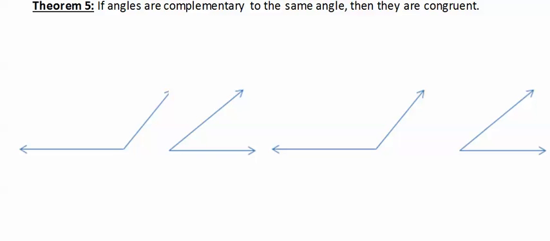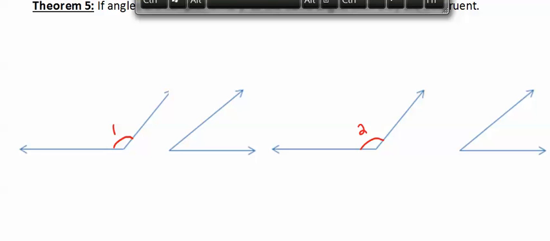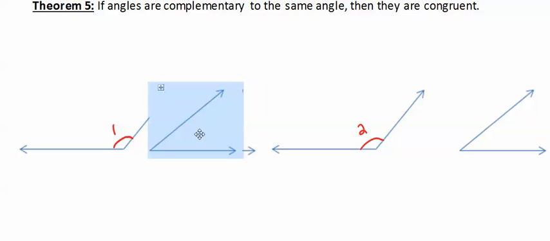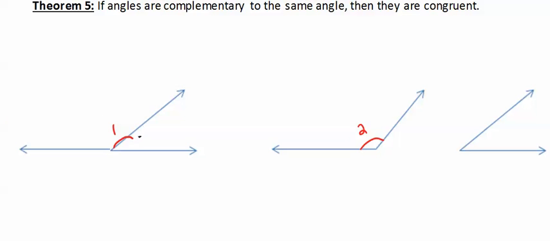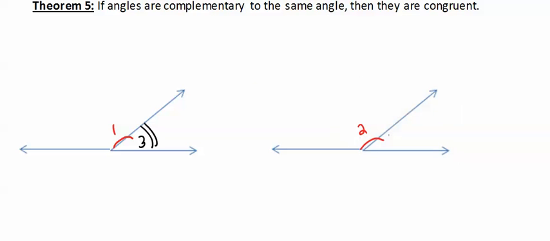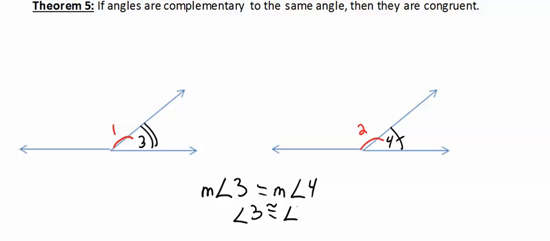Now let's take a look at these 4 angles. If we know that this angle, call this angle 1, is congruent to angle 2, and we know that this angle, let's say angle 3, is supplementary to angle 1, and we know that angle 4 is supplementary to angle 2, we can then conclude that the measurement of angle 3 is equal to the measurement of angle 4, or that angle 3 is just congruent to angle 4.